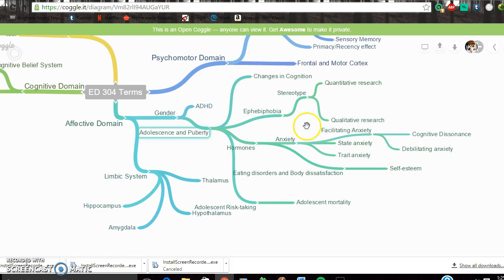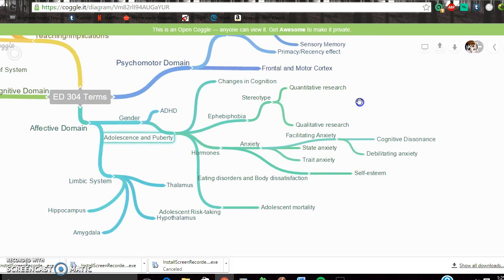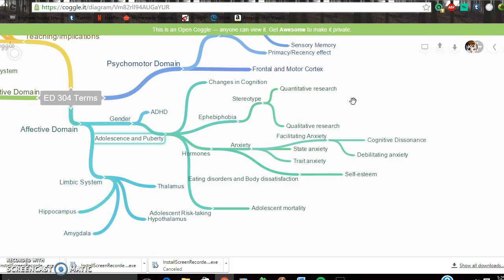So next we have ephebiphobia that I wanted to talk about, and that is the fear of teenagers. Teachers who experience ephebiphobia are not fit to teach adolescents. That's just the long and the short of it. It can be combated or changed with good research rather than a reliance on stereotypes. And there are two different kinds.